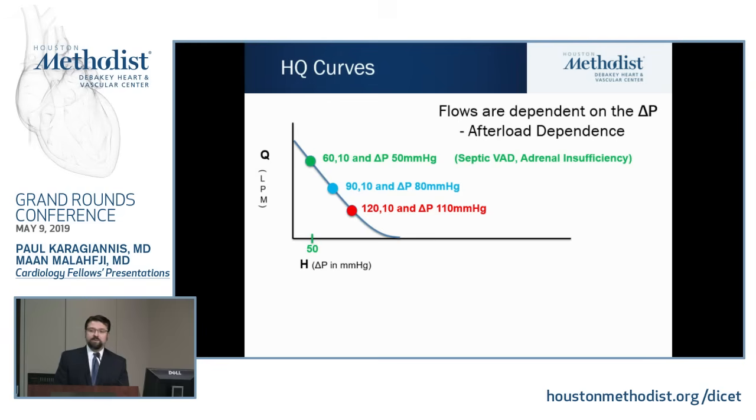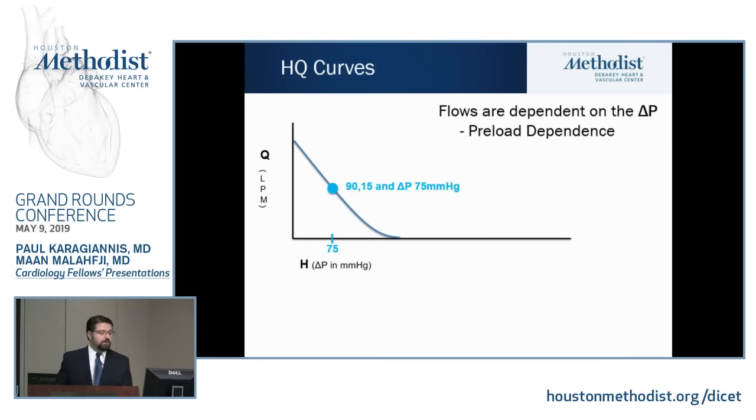To keep going with this, imagine being excessively afterload reduced, for example, vasoplegic in the setting of sepsis or adrenal insufficiency. Drop the afterload more, the pressure differential drops again, and this time you have a very high flow, maybe even a supraphysiologic flow. So this is just explaining how the flows relate to afterload manipulation.